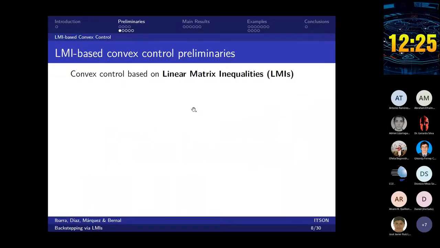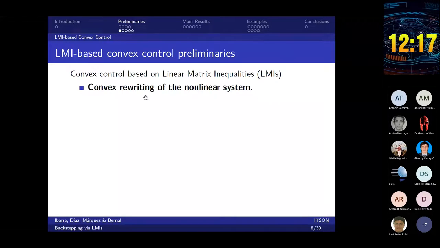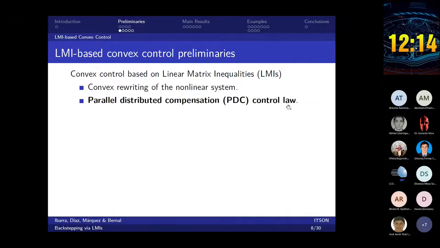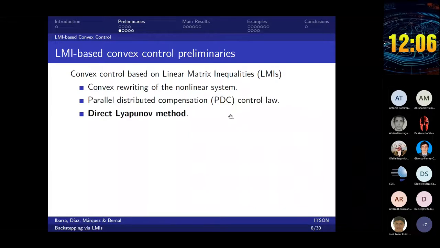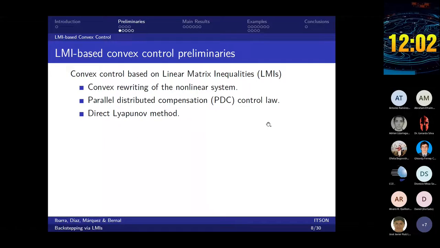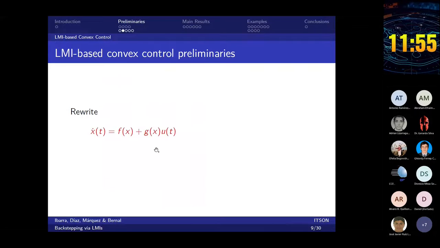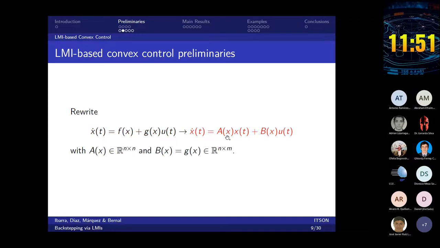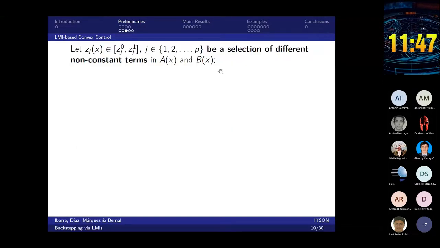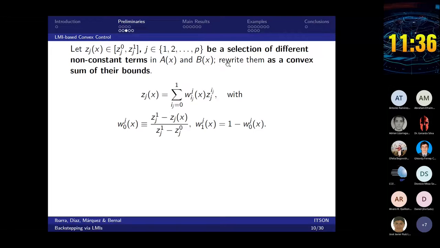Now, for the LMI-based control preliminaries, this consists in a convex rewriting of the nonlinear system, the use of a control law known as parallel distributed compensation, from now on PDC, and the use of the direct Lyapunov method. To illustrate this, consider this nonlinear system. We need to rewrite this system as this, factorizing the states. Then, via selection of the different non-constant terms that are present in A and B, these matrices are nonlinear, and we will rewrite them as a convex sum of their bounds, as we can see below.